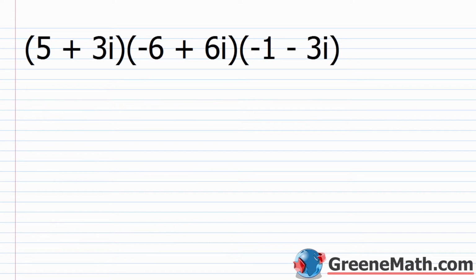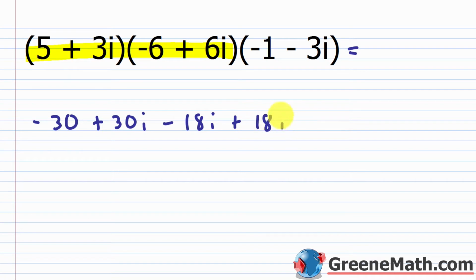All right, let's take a look at a longer one. So we have the product of three binomials here. So I'm going to use FOIL with the first two, and then I'll take that result and multiply it by the final binomial. So we'll just start with these guys right here. So what does that give us? So 5 times negative 6 would be the first terms. That's negative 30. The outer, 5 times 6i, is plus 30i. The inner, 3i times negative 6, is minus 18i. The last, 3i times 6i, is plus 18i squared.